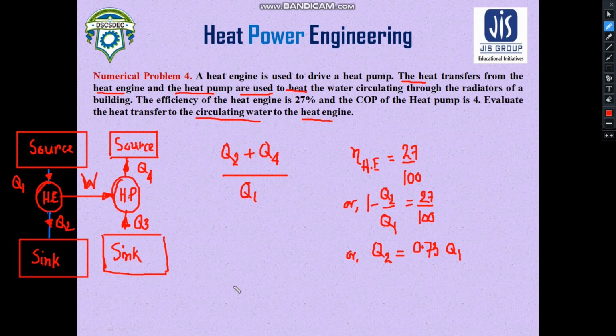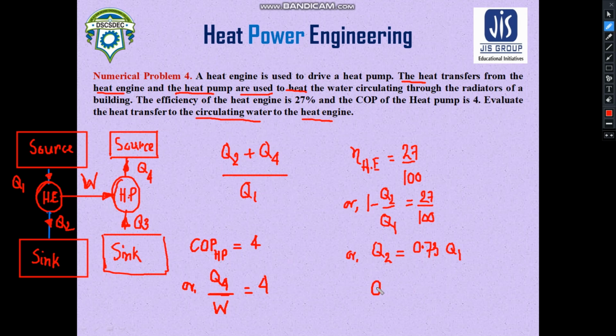Now coming to the COP part, COP of the heat pump is given as 4. Now what is this COP? This COP is nothing but the heat which is being delivered at the high temperature, that is Q4 here, over the work input. Corresponding to the work input, Q4 heat is being delivered. So you can write 4 over here. Okay, so Q4 by W is equal to 4.